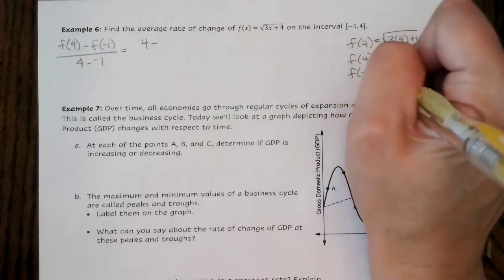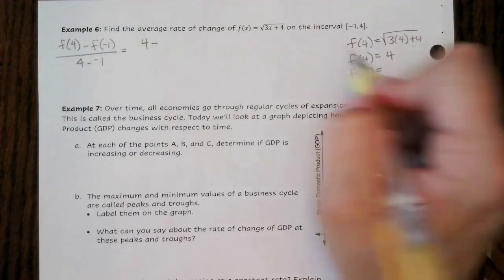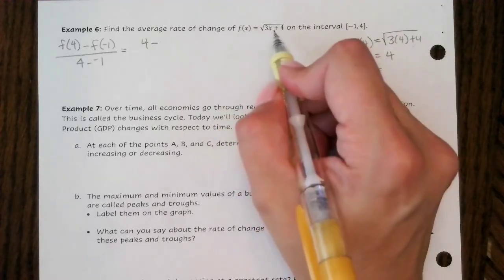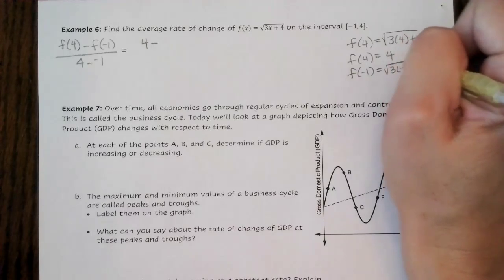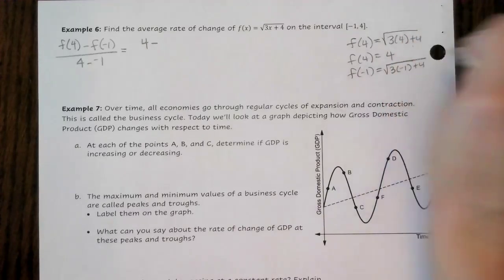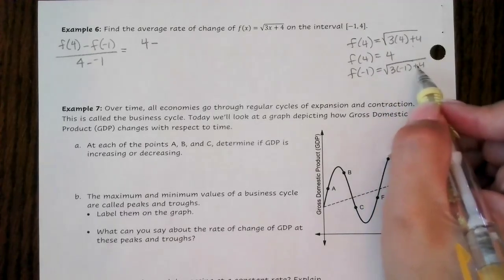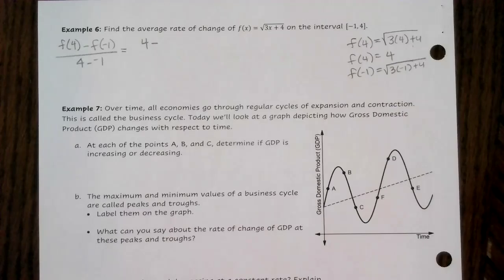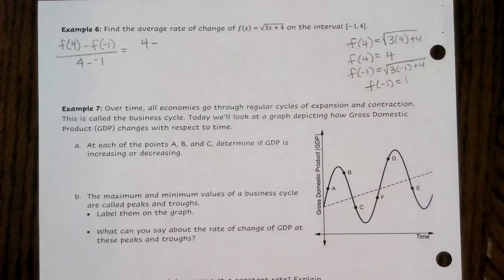Now I need to find f of -1. This is my input value in the function f. So there's my function f. I put in my input. And so I get 3 times -1 plus 4. 3 times -1 is -3 plus 4 is 1. And the square root of 1 is 1.